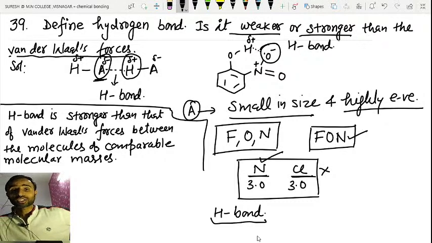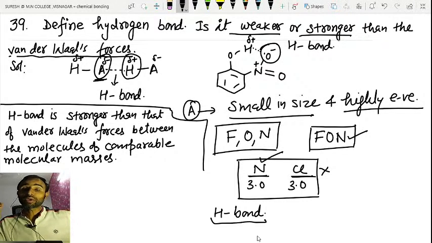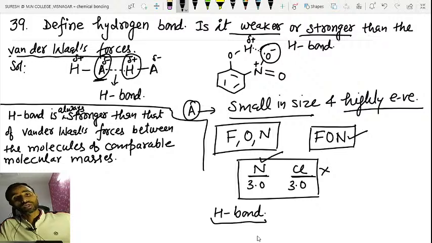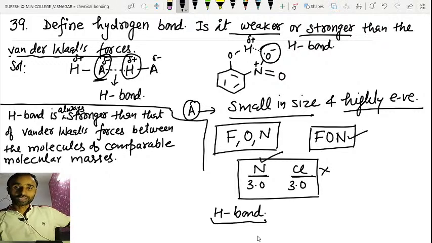Why am I writing comparable molecular masses? Because if molecular mass goes on increasing, then maybe van der Waals attractions are stronger than hydrogen bonding. But if molecular mass is comparable, size is almost similar. So in that case, hydrogen bond is always stronger than van der Waals forces. Yes, any doubt up to this? We are going towards the last question now. Any doubt, please do ask.